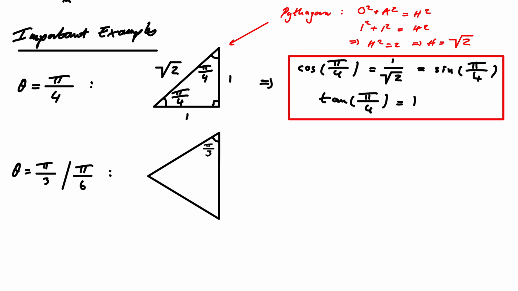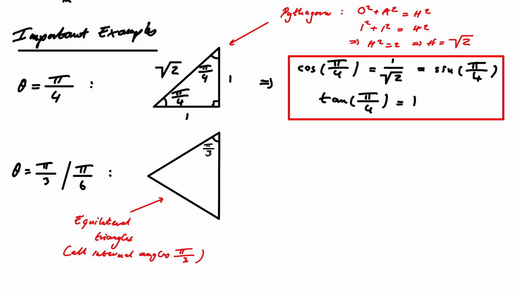So again, let me just make sure we understand what's going on here. So this is an equilateral triangle. So all the edges are the same length and all the internal angles are the same. And as I said, all the internal angles are pi over 3. So this is not a right angle triangle. That's a bit of a pain, isn't it?